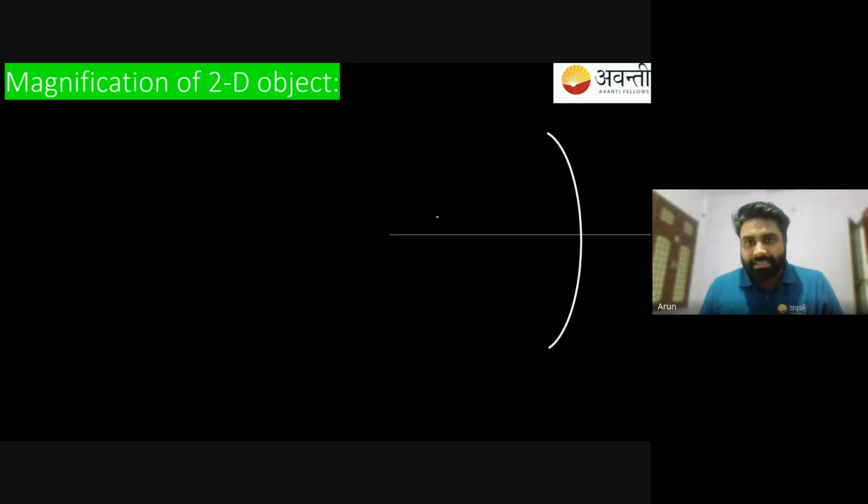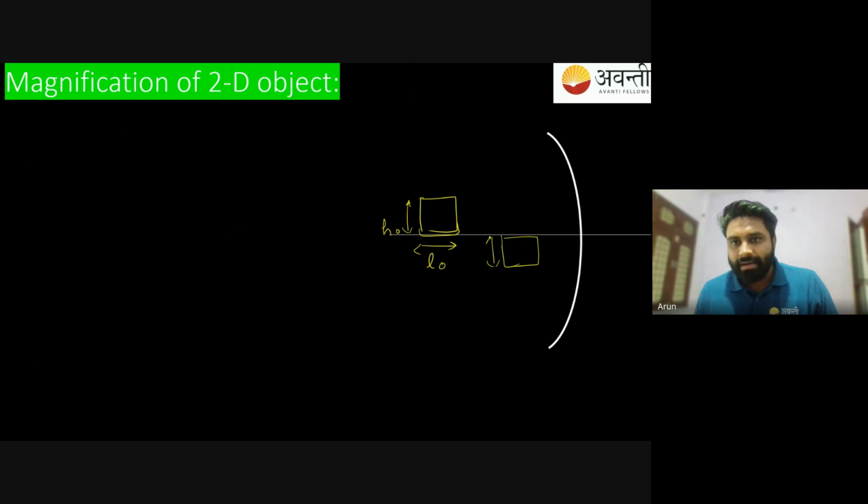Yeah, first case that we have, we place this object. This is the height of the object, and this is the length of the object, and the image is formed this way. This is the height of the image and the length of the image.